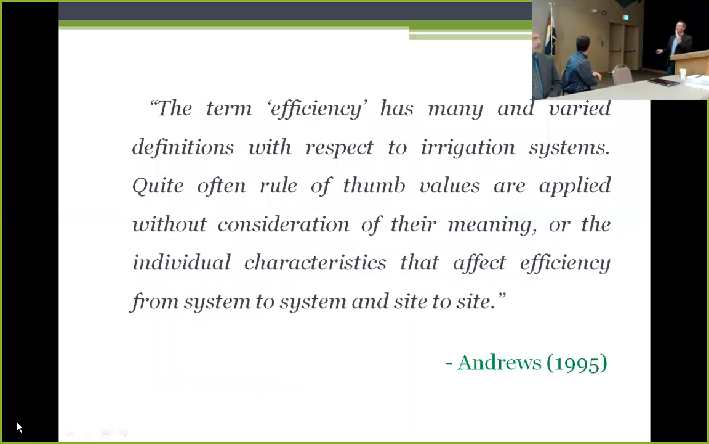There we go. So I was just going to start with a quote that came out of a paper that John Andrews wrote a while back, and I think this was an issue that the NRCS was dealing with years ago. And he made this comment that the term efficiency has many varied definitions with respect to irrigation systems. And quite often the rule of thumb values are applied without consideration of the meaning or individual characteristics that affect efficiency from system to system and site to site. And so I think that's a similar issue that we have had at evaluating efficiencies.